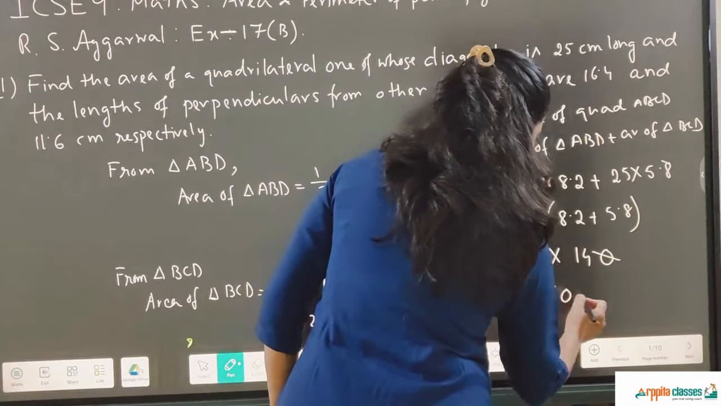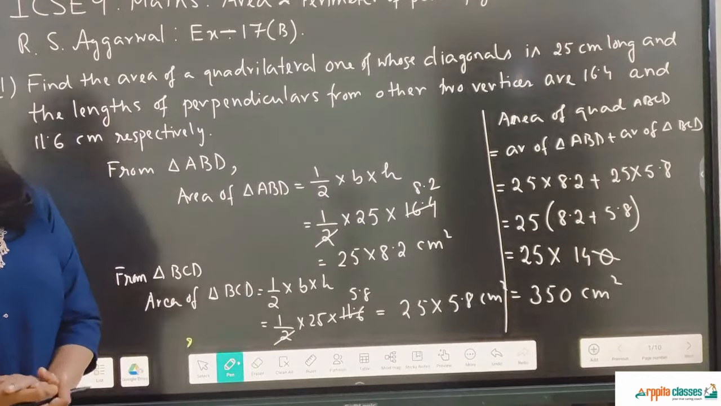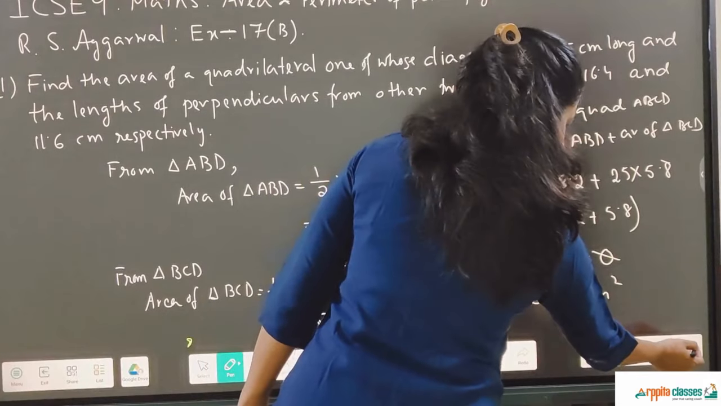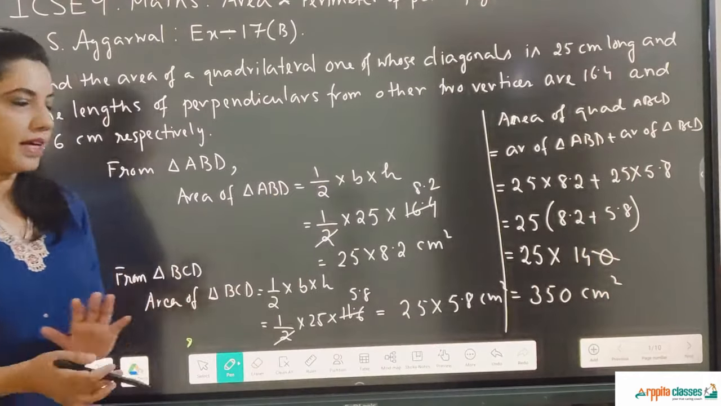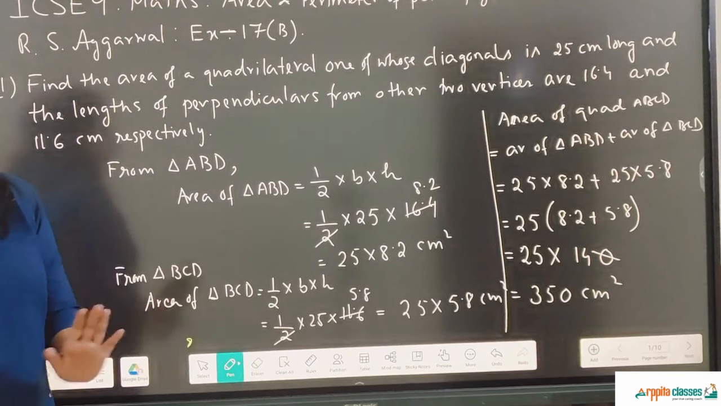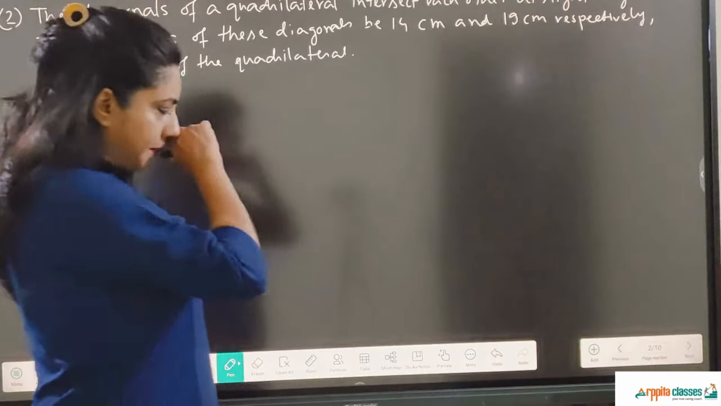350 centimeter square. So this is the total area of the quadrilateral. Okay. Let us move on to the next question. I hope everyone has written, or you can take a screenshot or write down. Okay. Pause the video and do the sum. Okay. Let me go to the next question.